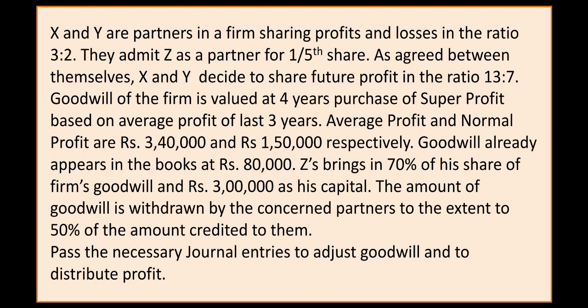Then goodwill of the firm is valued at 4 years' purchase of super profit based on average profit of last 3 years. This concept we studied in our last chapter. Average profit and normal profit are 3,40,000 and 1,50,000 respectively. Goodwill already appears in the books at 80,000. This concept we studied just now at the last. Z brings in 70% of his share of the firm's goodwill and rupees 3 lakh as his capital. So he is bringing part of the goodwill. The amount of goodwill is withdrawn by the concerned partners to the extent of 50% of the amount credited to them. Now here partners are withdrawing their goodwill. Pass necessary journal entries to adjust goodwill and to distribute profit. So I think this question includes all the entries we have studied till now. Let's try to calculate this.